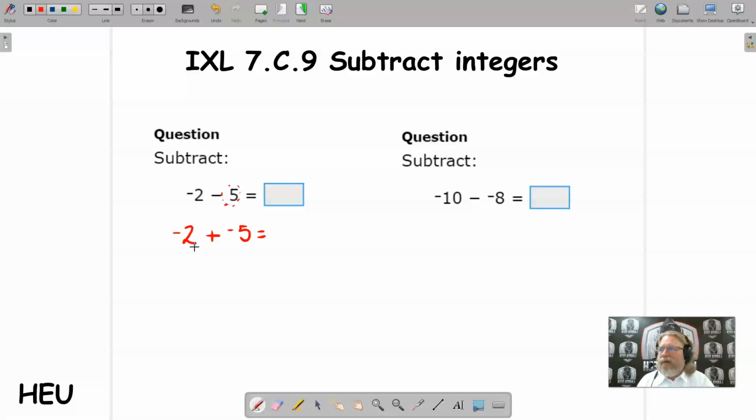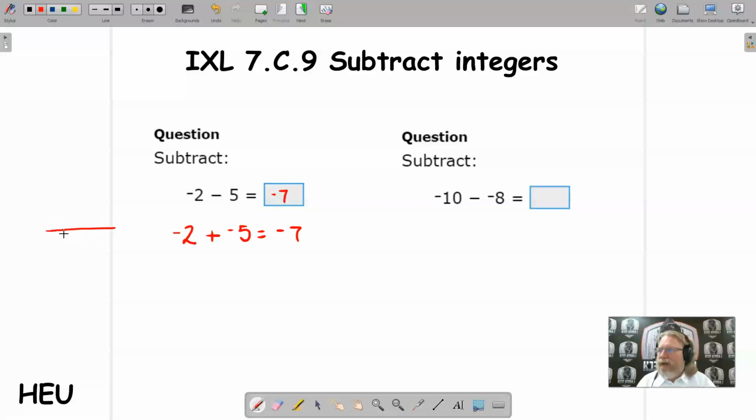So now we learned in the addition of integers that if the signs are the same, then the answer is going to have the same sign. So both these are negative, so this is going to be a negative result. And then we just go ahead and add them together. Well, 2 plus 5 is 7. So -2 plus -5 equals -7, which is the exact same thing as -2 minus 5 is -7 as well.